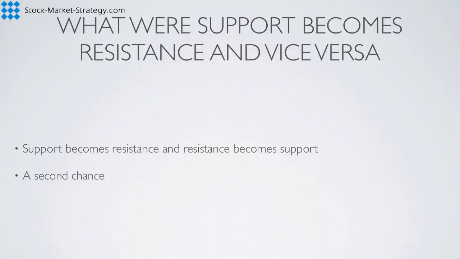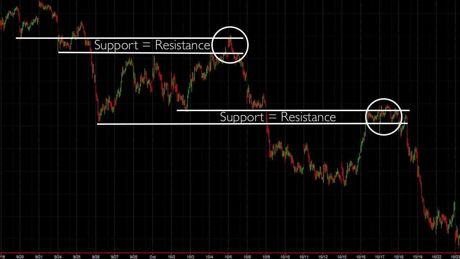The next is what were support becomes resistance, and what were resistance becomes support. It's kind of a second chance that if you, for example, short a resistance and price breaks through and comes back and tests that resistance, you have a second chance, you can get out at your entry or around your entry. But let me show you on the chart.